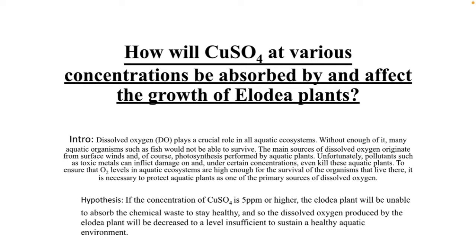The hypothesis for the experiment is, if the concentration of copper sulfate is 5 ppm or higher, the allodia plant will be unable to absorb the chemical waste to stay healthy, and so the dissolved oxygen produced by the allodia plant will be decreased to a level insufficient to sustain a healthy aquatic environment.